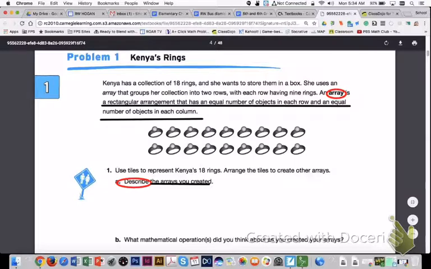Please turn to page 4, problem 1, Kenya's rings. Kenya has a collection of 18 rings and she wants to store them in a box. She uses an array that groups her collection into 2 rows, with each row having 9 rings. An array is a rectangular arrangement that has an equal number of objects in each row and an equal number of objects in each column. Please answer number 1, letters A and B with your group.